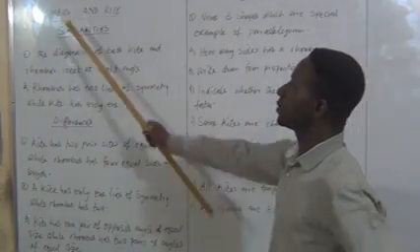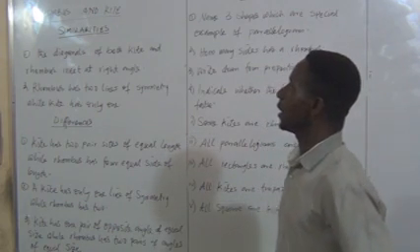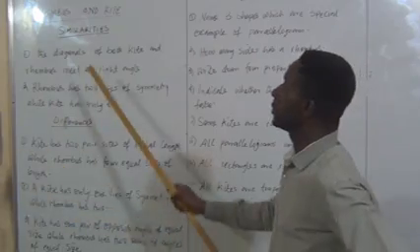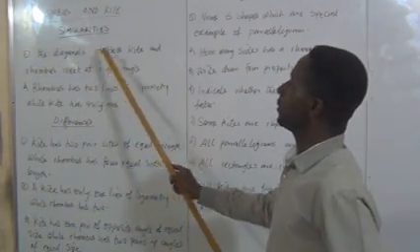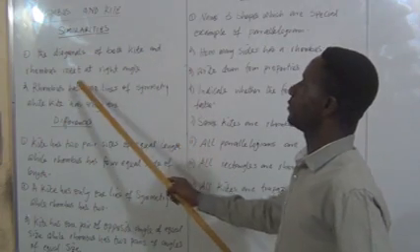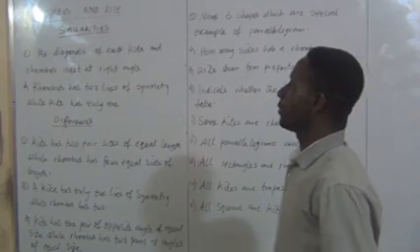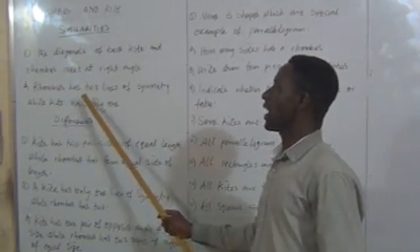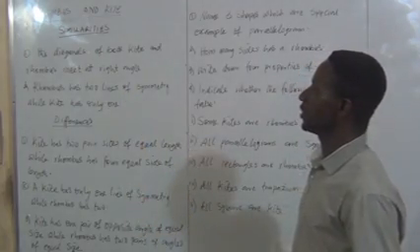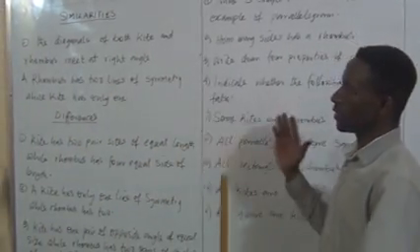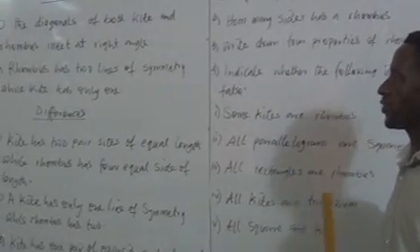Now we'll talk about the rhombus and kite, their similarities. Number one, the diagonals of both kite and rhombus meet at right angles. Number two, the rhombus has two lines of symmetry, while the kite has only one. So from the diagram, you can check both of them.